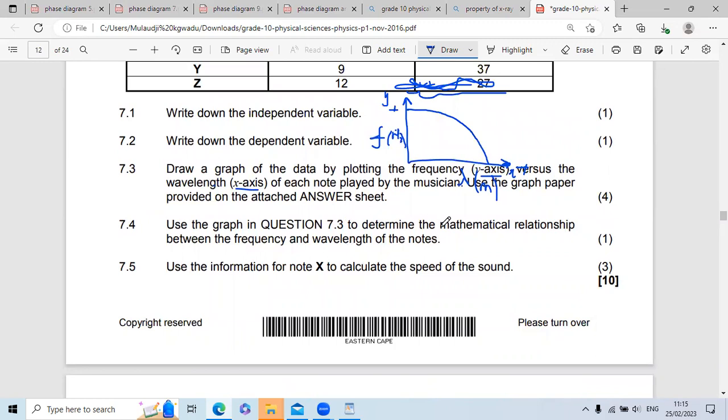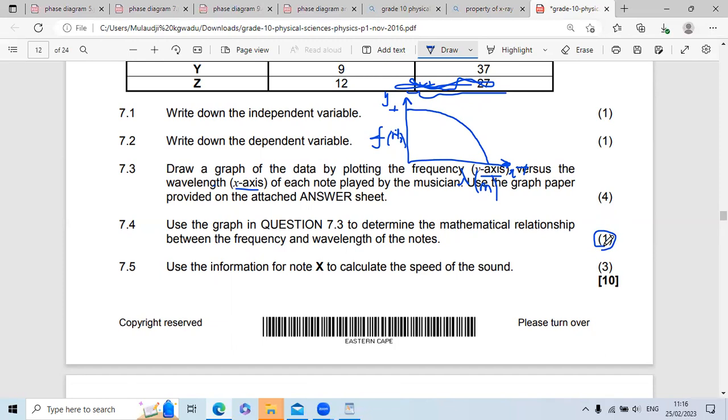So they say use the graph to determine the mathematical relationship between frequency and wavelength. What you can say is that frequency is indirectly proportional to wavelength, or wavelength is indirectly proportional to frequency. Whenever they ask you for the mathematical relationship, and you can see it's a 1 mark question, you have to say either this thing is directly or indirectly proportional.